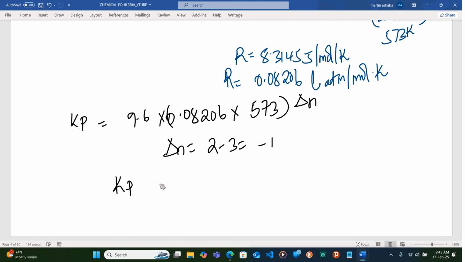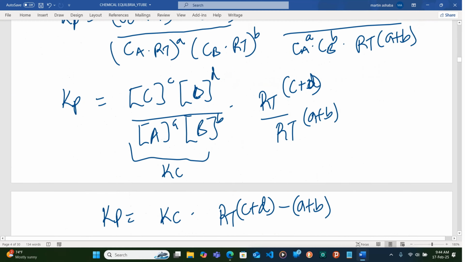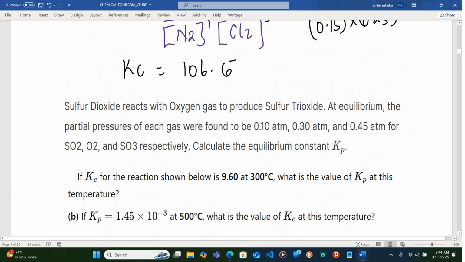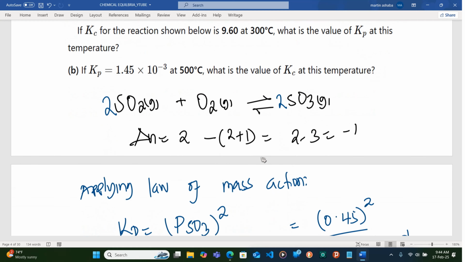So Kp will equal 9.6 times (0.08206 times 573) to the power negative 1. So my Kp is equal to 0.2042. The next question is that if Kp is equal to 1.45 times 10 to the power negative 3 at 500 degrees Celsius, what is the value of Kc at this temperature?